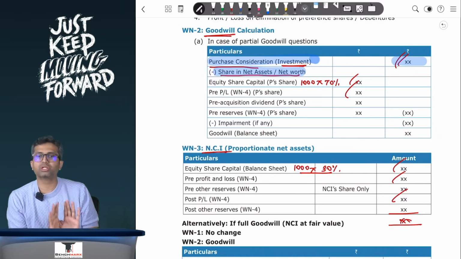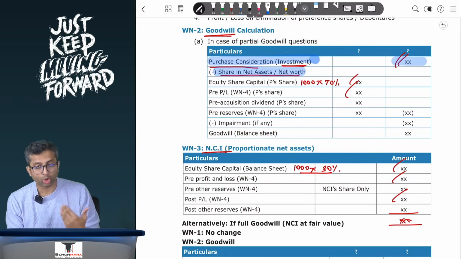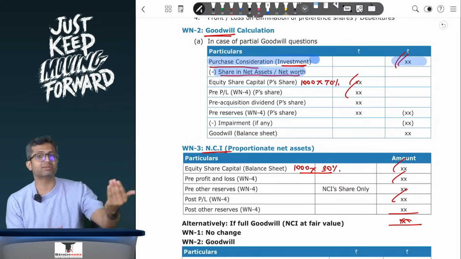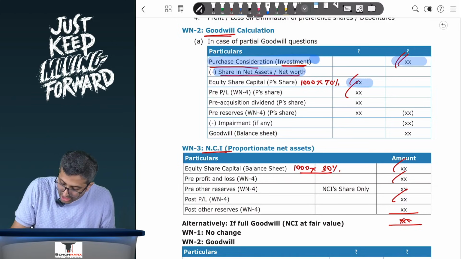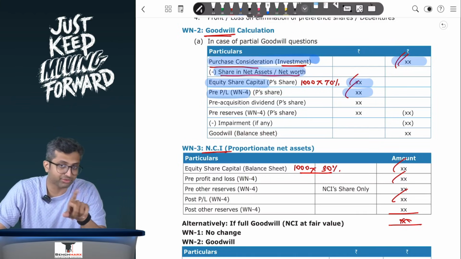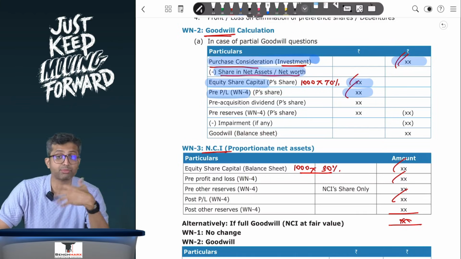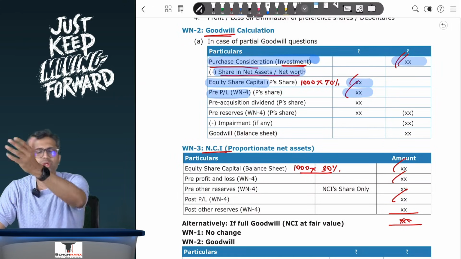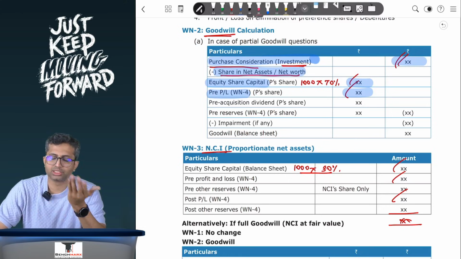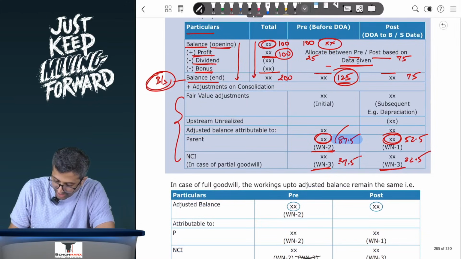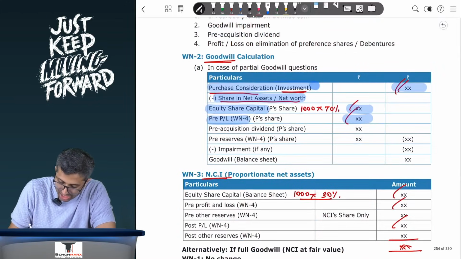So we say that as on the date of acquisition, there was some share capital, there were also some reserves. So 30% of the share capital belongs to the NCI, 70% of the share capital attributable to the parent. Similarly, 70% of the reserves will also be attributable to the parent. 70% of the pre-acquisition reserves will go in the goodwill working, because these are the reserves that you must have purchased. However, 70% of the post-acquisition reserves will directly be taken into your consolidated P&L, because that is something that you have earned. So over here this 87.5 will be taken while calculating goodwill.